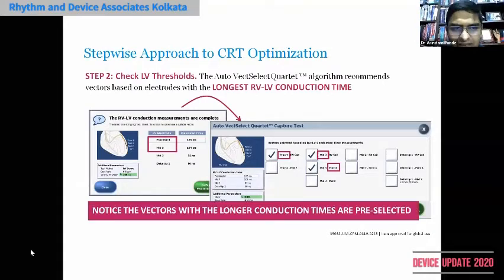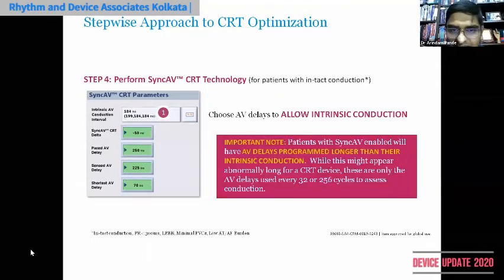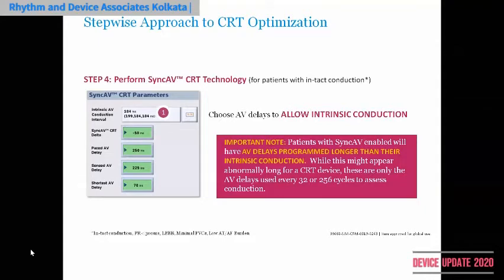Now, if we are using multi-point pacing with a quadripolar lead, we can have multiple vectors. So 64 vectors we can get with multi-point pacing, and our options will be increased. SyncAV will allow intrinsic conduction, so the AV delay is programmed longer than their intrinsic conduction. That is how it works.